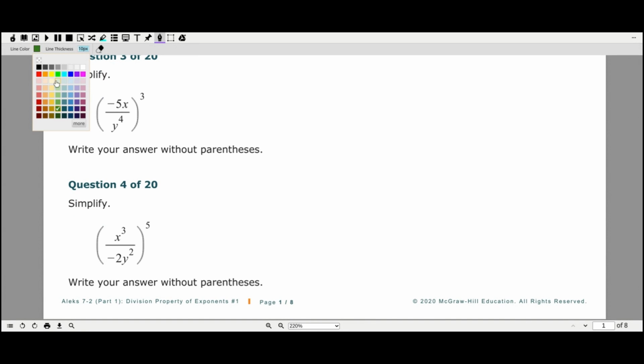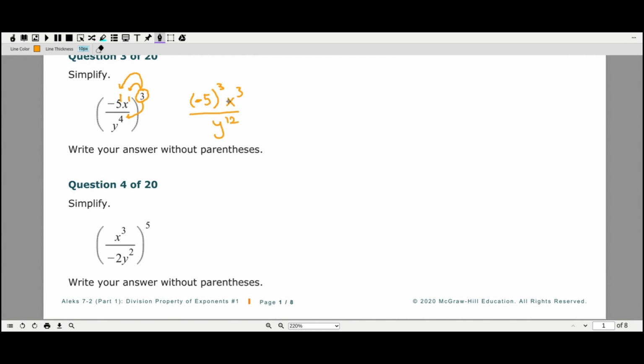Okay, we're going to simplify this. All right, so the power of 5 is 1. The power of x is 1. And we know that if we have a power on top of another power, what we do is distribute it in, multiply power to the power. So -5, we keep the parenthesis for the number 5 because of the negative sign. -5 to the third power, x to the third power, and y to the 12, because 4 times 3 is 12. Then we have to work it out.